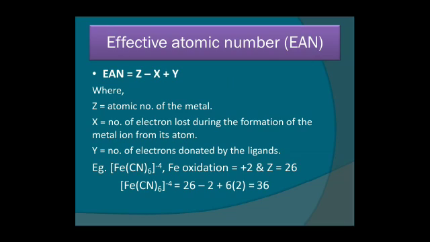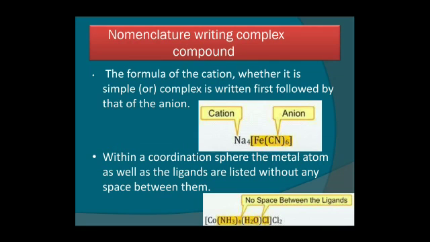electrons donated by the ligands. What is a ligand? A ligand is any ion which can donate a pair of electrons easily. In [Fe(CN)6]4-, ferrocyanide, Fe oxidation state is +2 and atomic number is 26. So EAN will be 26 minus 2 plus 6 multiplied by 2, which is equal to 36.